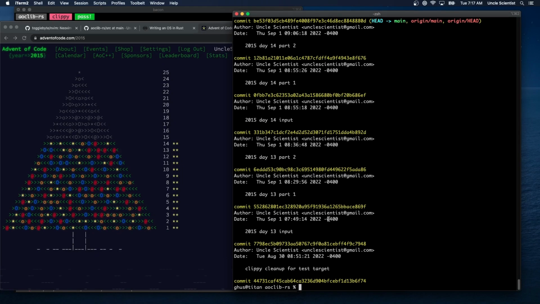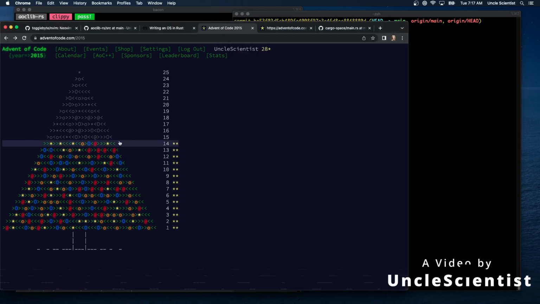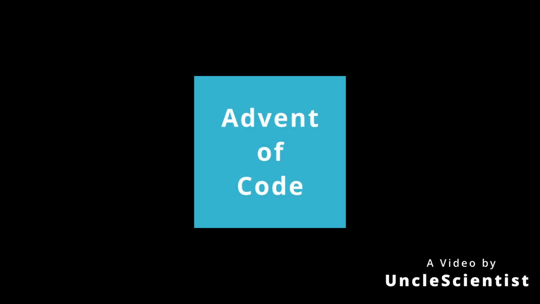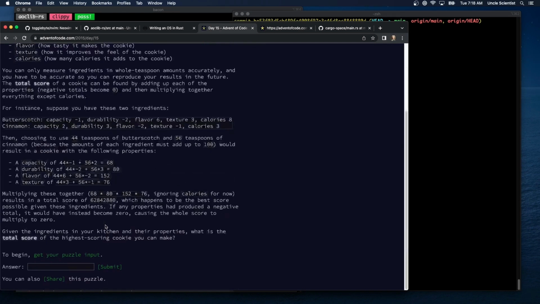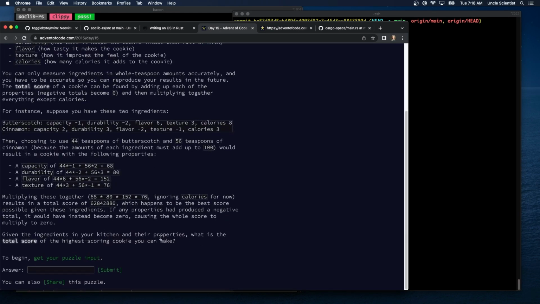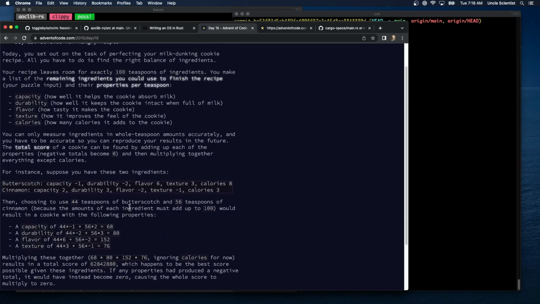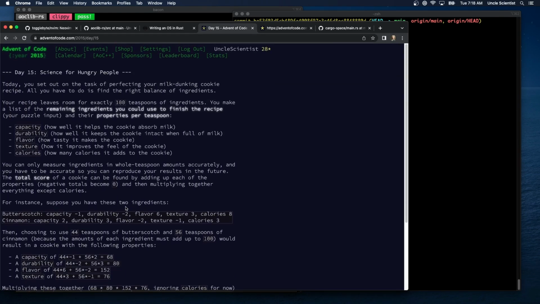Yeah, 2015, day 15. Let's take a look at what it says. Science for hungry people. Today you set out on a task of perfecting your milk dunking cookie recipe. All you have to do is find the right balance of ingredients. Given the ingredients in your kitchen, what's the total score of the highest scoring cookie you can make? Okay, so now we just have to figure out how to score a cookie.